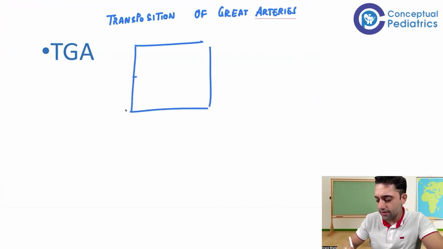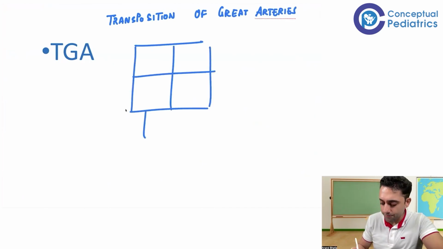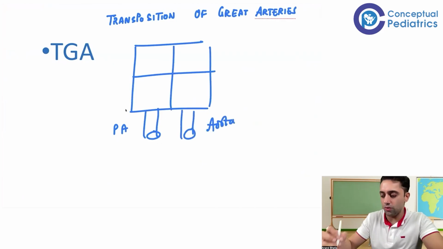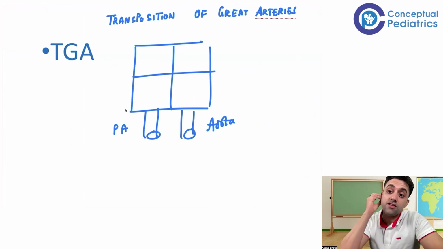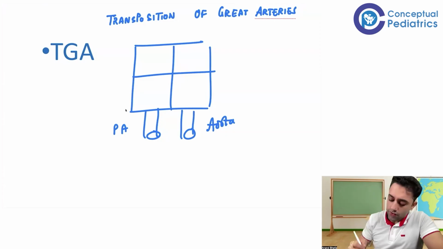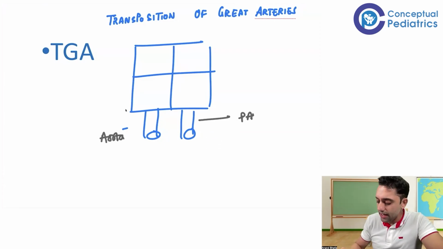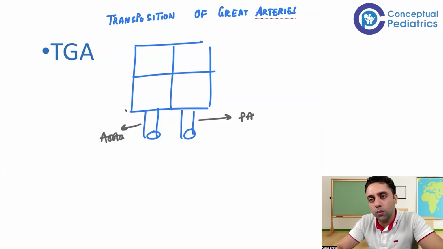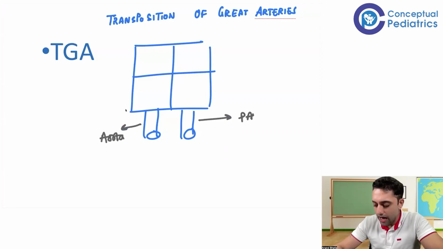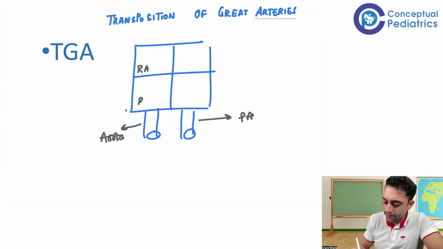So we all know this is the four-chambered structure of the heart. This side we have the pulmonary artery, and this side we have the aorta. The topic of choice we have is transposition of the great arteries. So the right side becomes the aorta and the left side becomes the pulmonary artery. This is the right atrium, right ventricle. This is the left atrium and left ventricle.